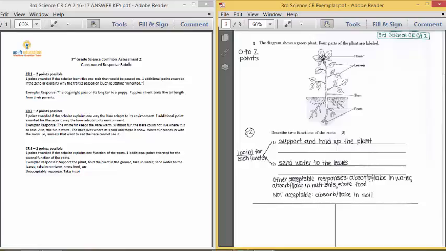The one not acceptable response is that roots do not take in soil. They take in water and they take in nutrients from the soil, but they do not actually take in soil, so that response would not be accepted. Any of the other ones would be.